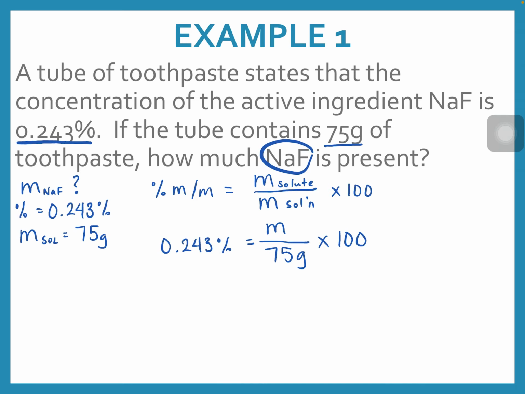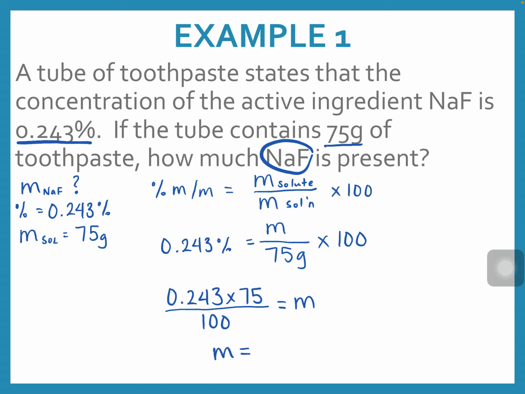So to isolate and solve for the mass of sodium fluoride, I have a division by 75. To undo that division, I'm going to multiply by 75, and then I have a multiplication by 100. To undo that, I move it to the other side and divide by 100. That's going to leave me with the mass of solute, or sodium fluoride, on that side. Once I plug that in to calculate, the mass of sodium fluoride is 0.182 grams. So that is the solute.